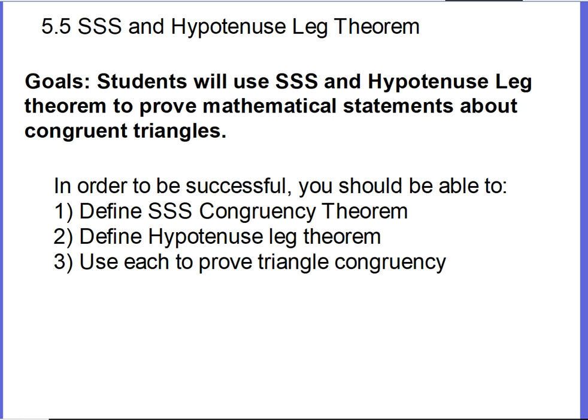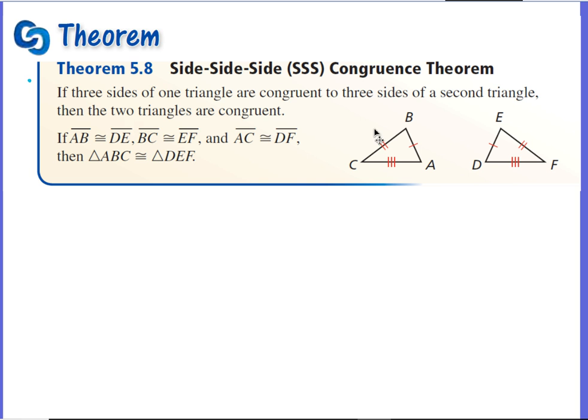Side, side, side. What are you thinking? If side, angle, side was 2 sides and the angle sandwiched in between, side, side, side is that if you can show that all 3 sides of 2 different triangles are correspondingly congruent, that's enough information to prove that the 2 triangles are congruent. And you think about it, common sense kind of tells us, of course, if the 3 sides of a triangle are congruent, that's what makes a congruent triangle congruent.